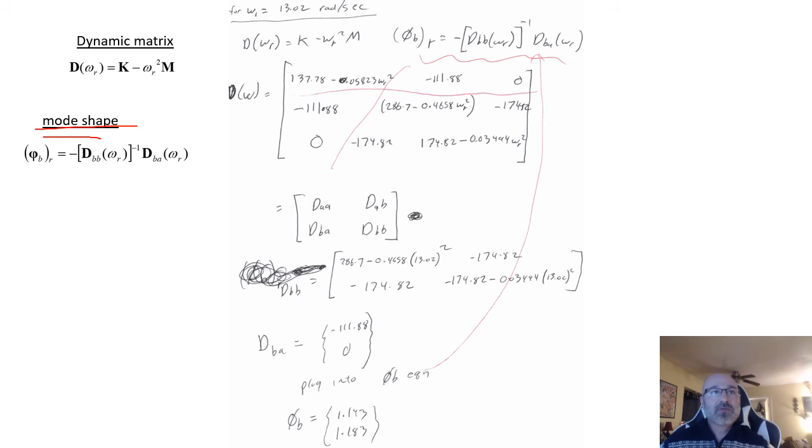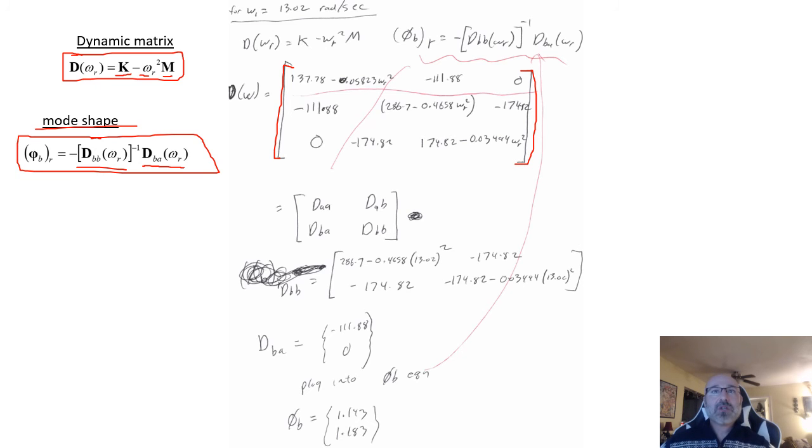The next step in our solution is to solve for our mode shape. We get our general equation for the mode shape given by this, and we realize that we're also going to need our dynamic matrix because we have this D of omega r for both of these. Recall that our dynamic matrix is D of omega r equal to our spring constant K matrix minus omega r squared times our M matrix. So that's this matrix right here, and we already have our numeric values for it.